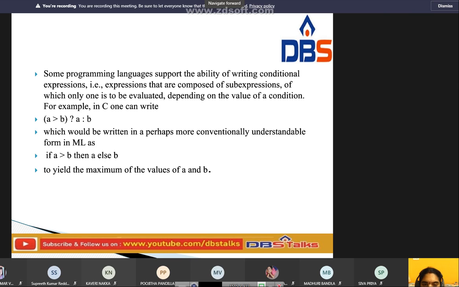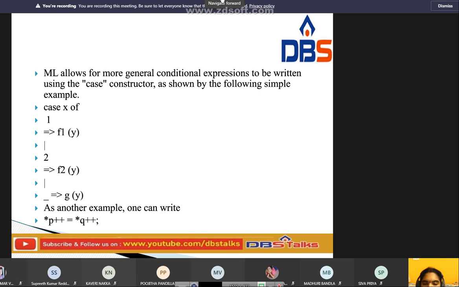Next, this meta language ML allows for more general conditional expressions to be written using the case constructor. The following is an example: case x of 1 equal to f1 of y, or 2 equal to f2 of y, or g of y.